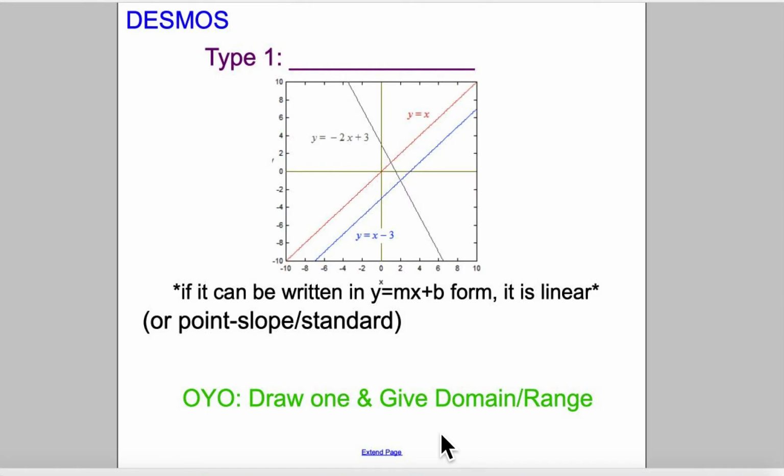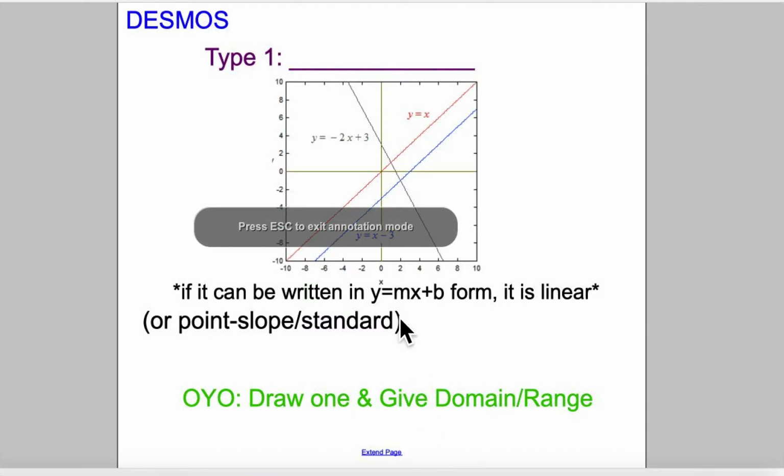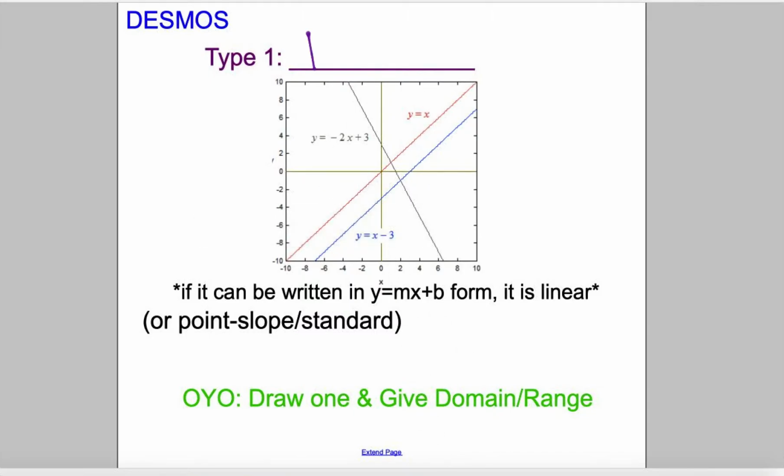All right, so we have type 1 here. If you look at the graph, you can probably figure what these are. You can see the equations of them right there. So type 1 is linear, which is a type of function that we deal with. If it's written in y equals mx plus b form, it can be linear.